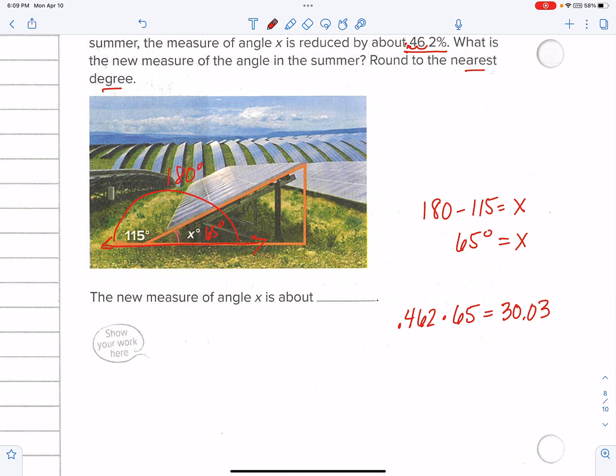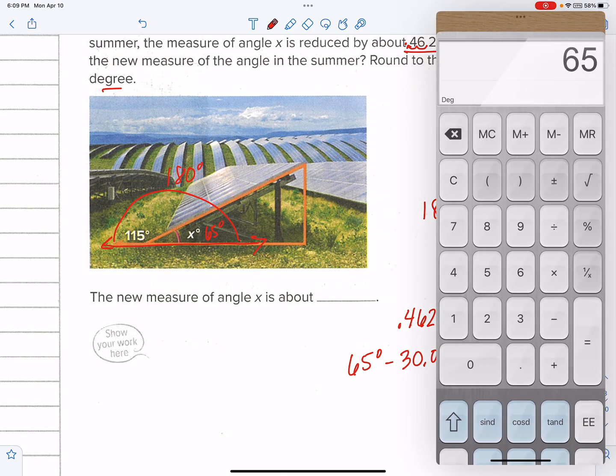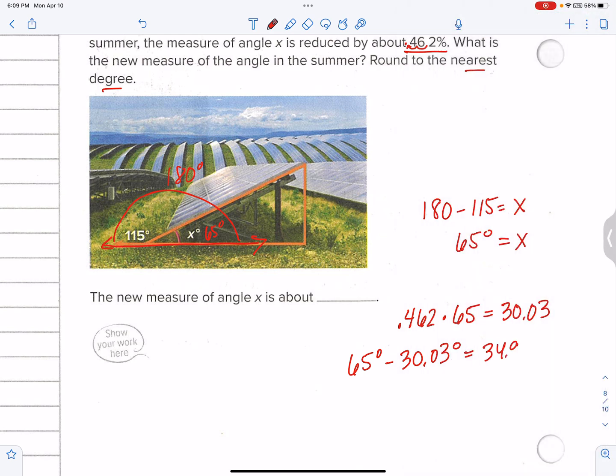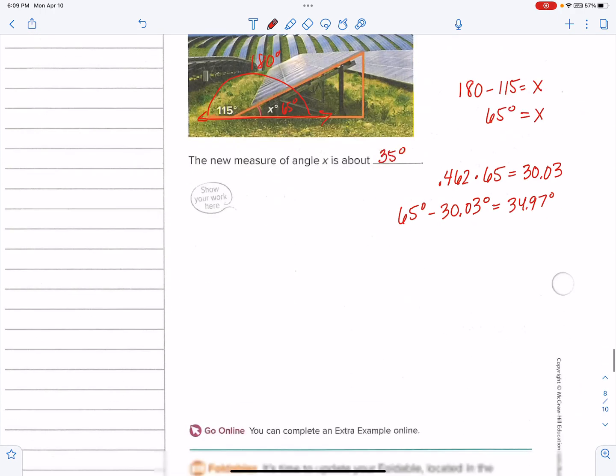Okay, and so we still have to go ahead and do our reduction. And so we have, starting at 65 degrees, we're going to subtract 30.03 degrees, and let's see what we get. So 65 minus 30.03, and we get 34.97 degrees. It says round to the nearest degree, which would be 35 degrees. And so that is my answer. Okay, hopefully you got that right.